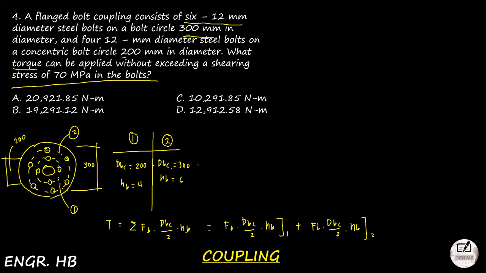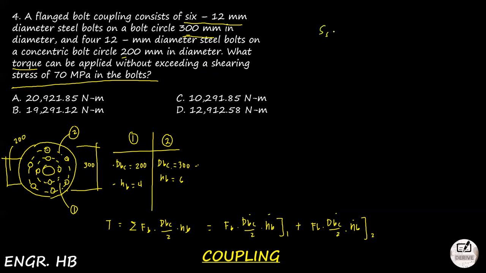And good thing is given yung DBC and NB for each number. So that was DBC, NB for the 1, and DBC, NB for the 2. So inaadap na lang natin is yung individual load per bolt. So how are we going to find this? So meron tayong given or condition na without exceeding a shearing stress of 70 megapascals in the bolt.